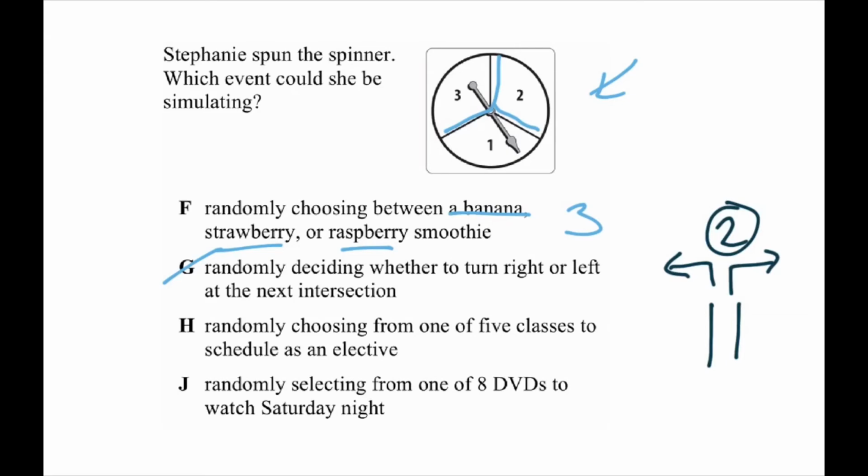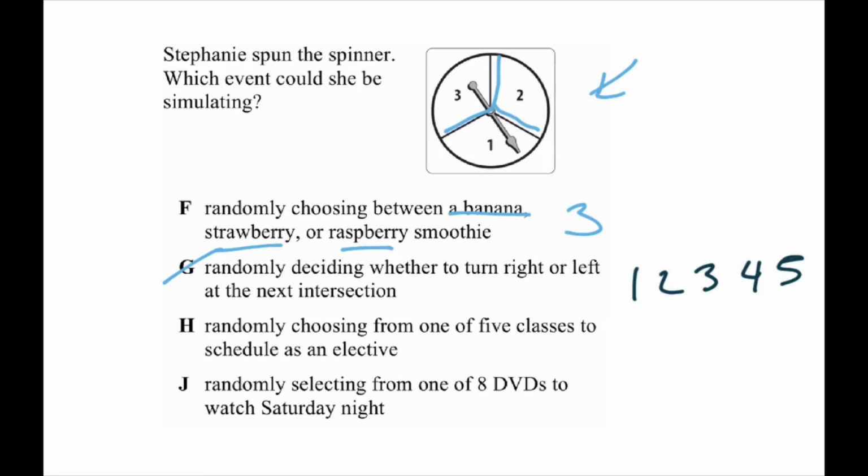H says randomly choosing from one of 5 classes to schedule an elective. So for our electives, if we have 5 different electives, 1, 2, 3, 4, 5, it's going to be pretty hard to use our spinner from above to make a decision, because we're either going to leave 2 options out, or we're going to have to group some things together, which is not going to help us with having to pick a single elective. An elective, we only need 1. So H doesn't work either. Let's go ahead and cross that one out as well.